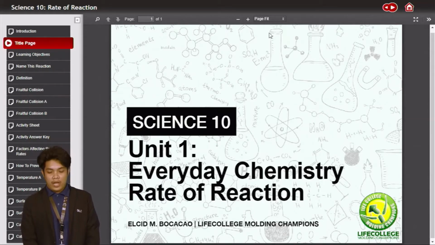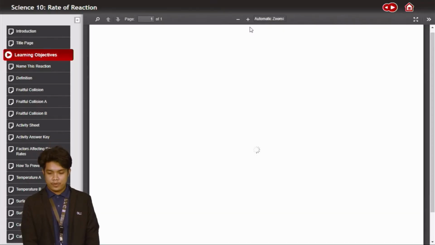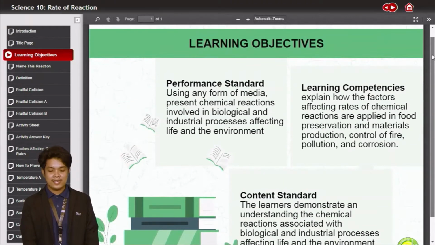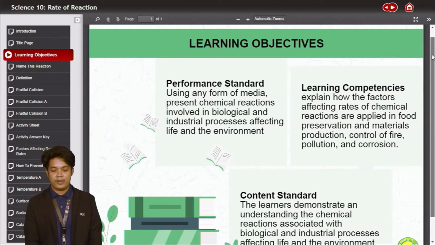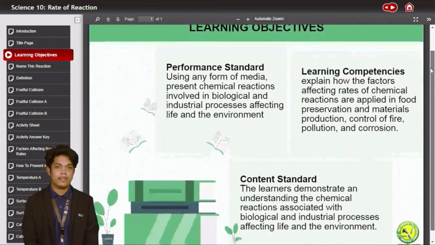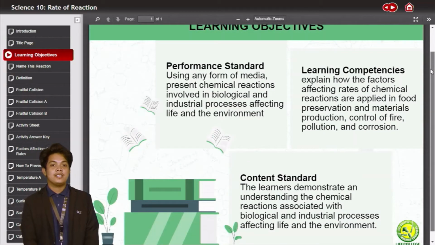Our learning objectives are as follows. The performance standard is you will be able to use any form of media to present chemical reactions involved in biological and industrial processes affecting life and the environment. Our learning competency is to explain how the factors affecting rates of chemical reactions are applied in food preservation and material production, control of fire, pollution, and corrosion.